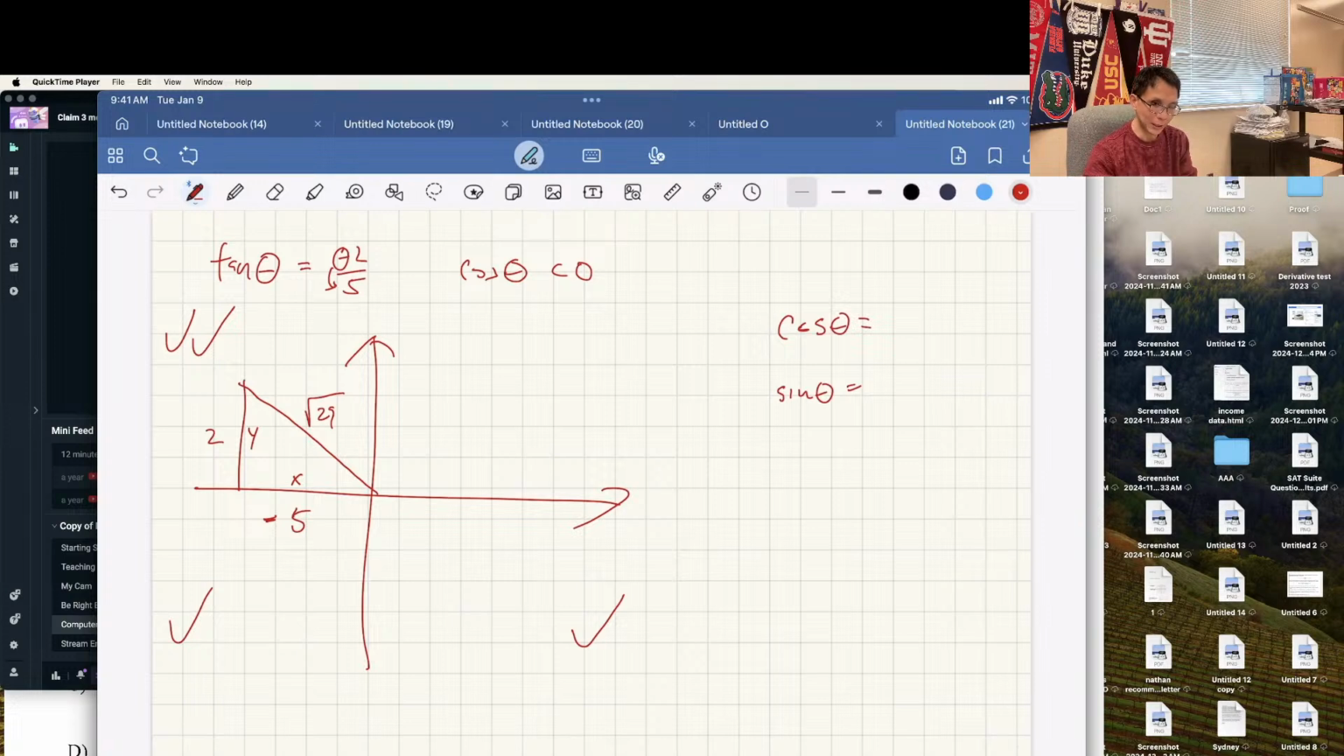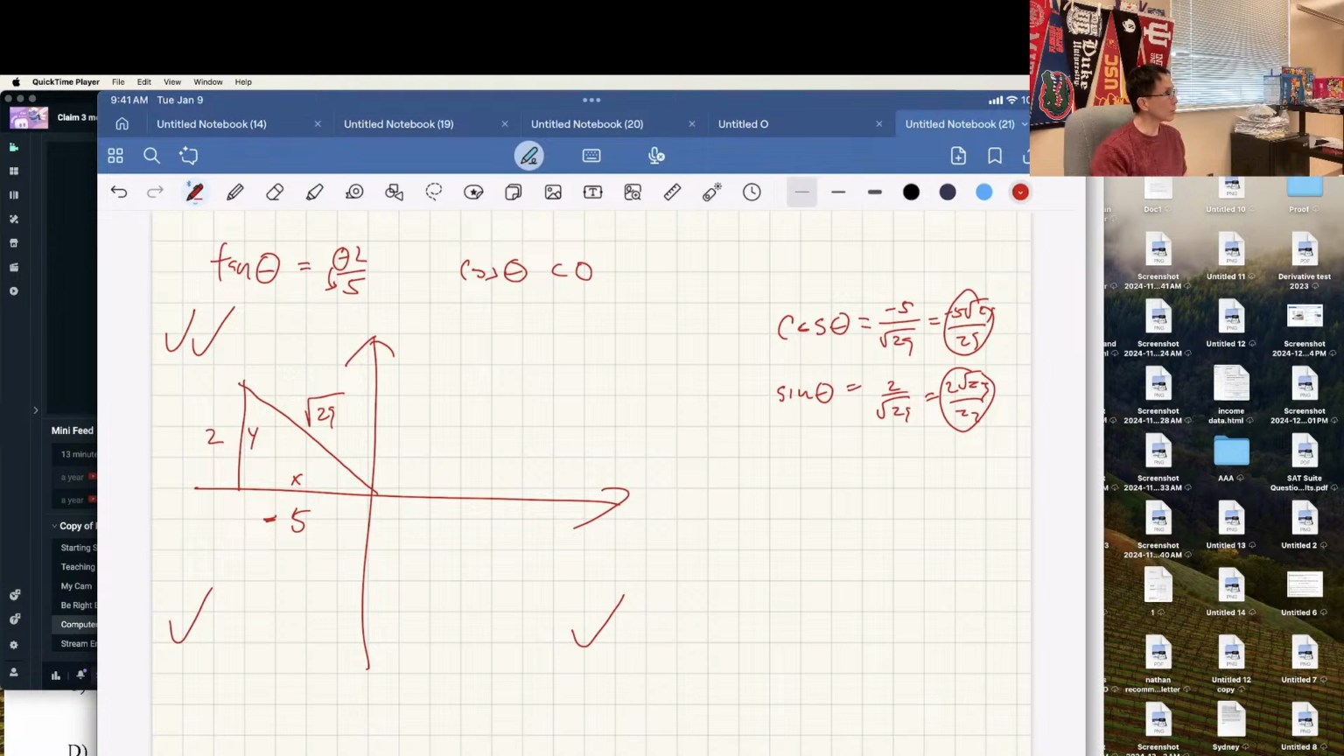So what is cosine of theta? -5 over square root of 29. Is that okay? And sine is 2 over square root of 29. And you can rationalize this. -5 square root of 29 over 29. This is 2 square root of 29 over 29. And that was the answer for that. How did you know the quadrants?